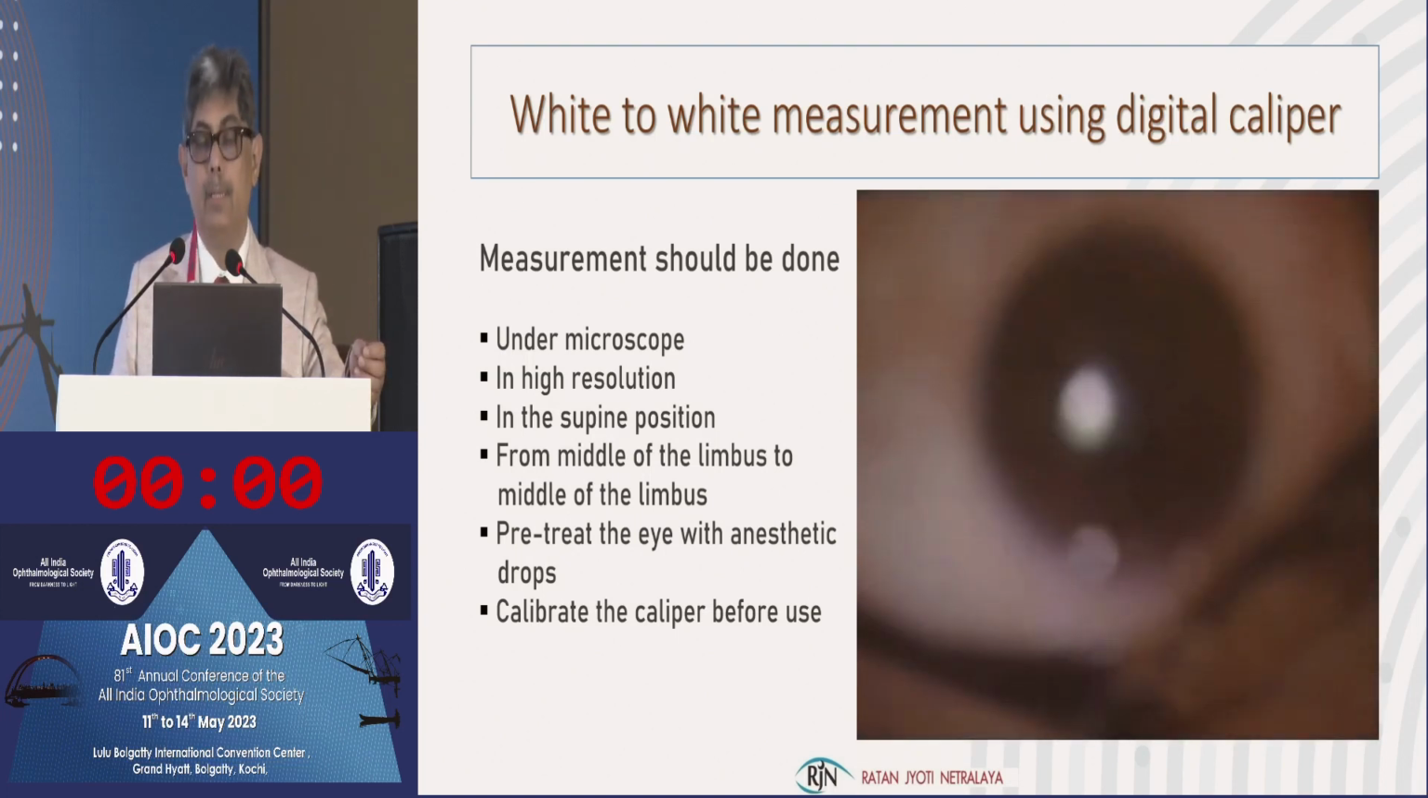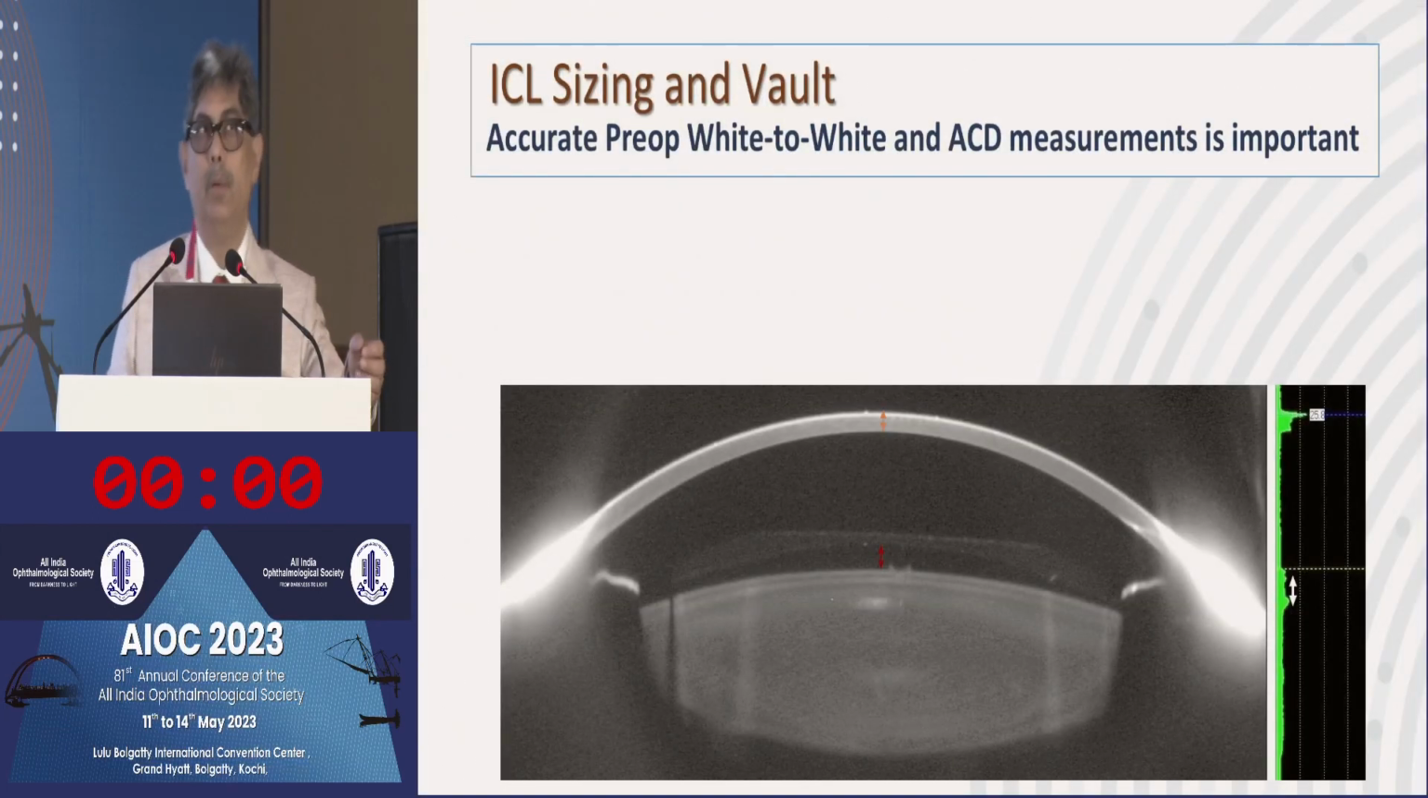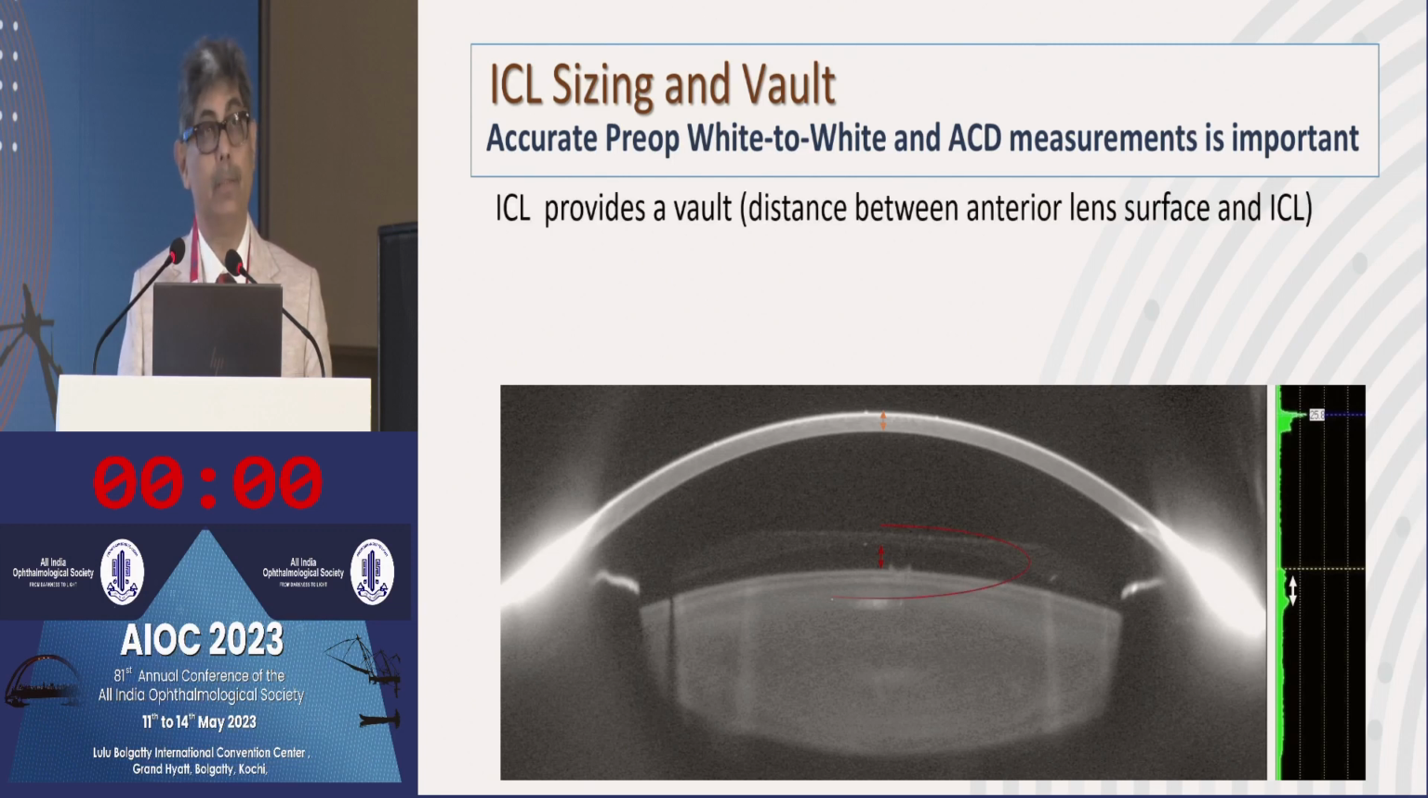And sometimes when the arcus is thin or thick, or in juvenile arcus, or in an allergic patient, you find it difficult. But we have to measure it, otherwise the vault will not be as good. Coming to the vault, accurate preoperative white to white and AC depth measurement is very, very important, because it is related to the presence of vault.